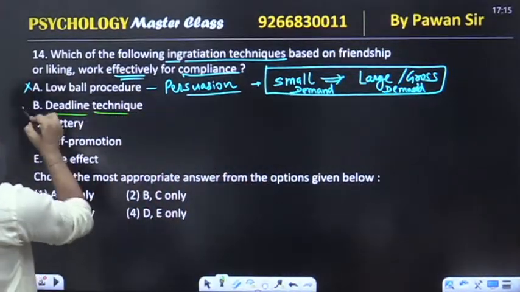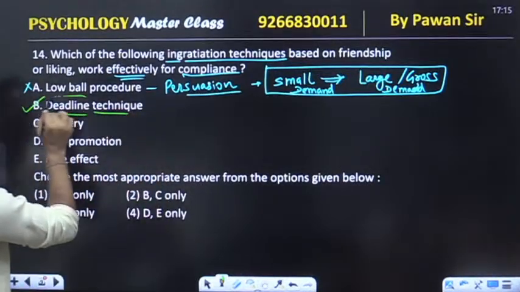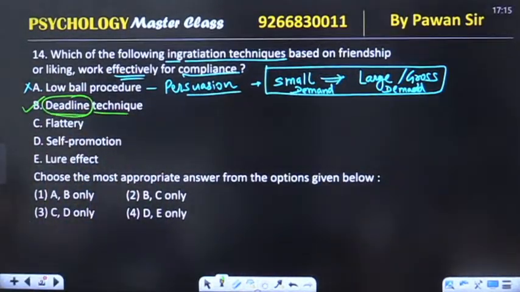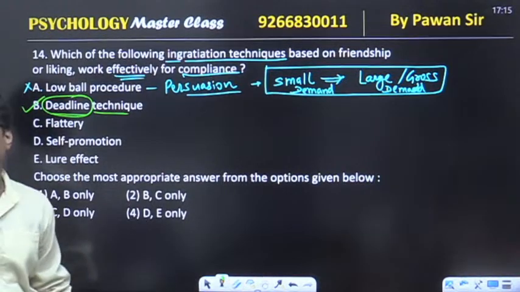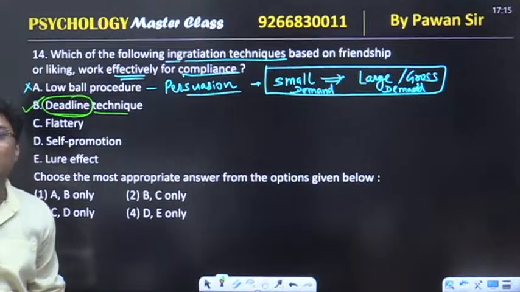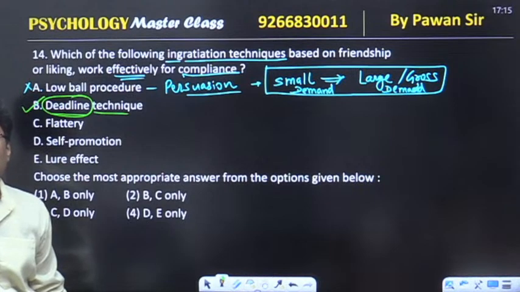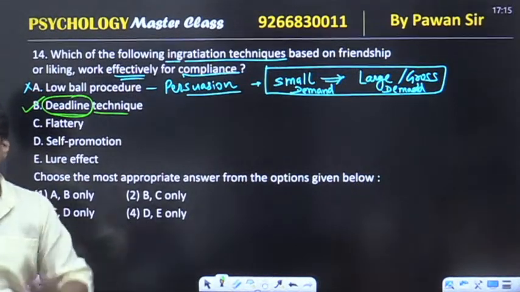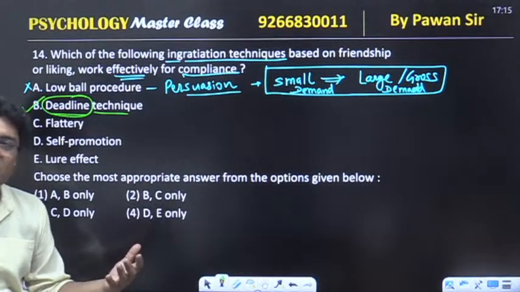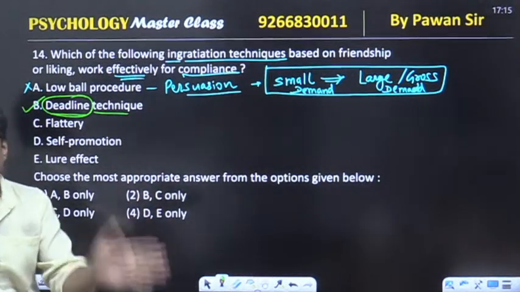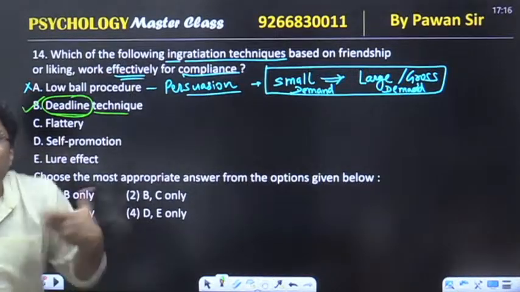Then we are talking about the deadline. Deadline is a compliance technique where we provide a deadline to follow our instructions or order. Like in the income tax rules and regulations, we give a deadline that by 31st July you have to file your income tax return, or we will impose a penalty on you. So the government secures compliance with the income tax provisions through this deadline technique.